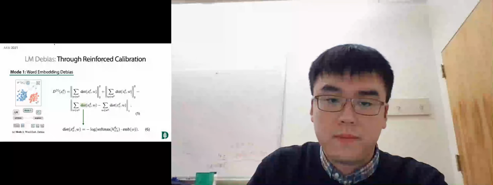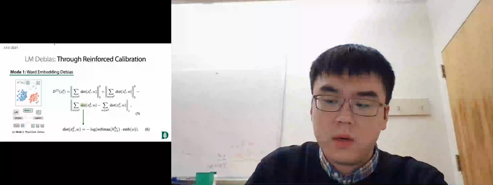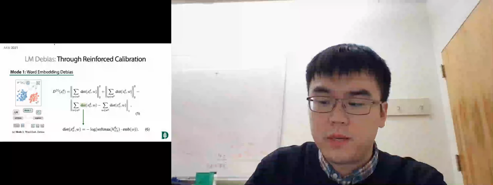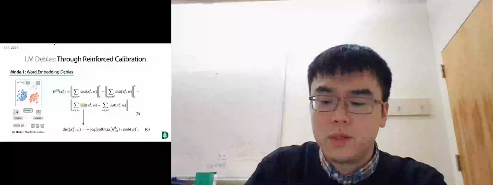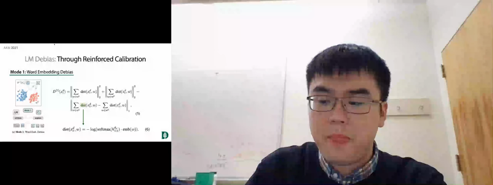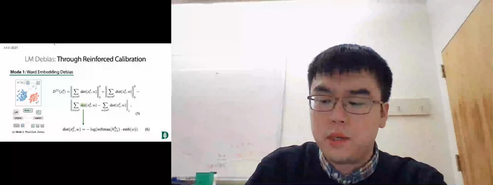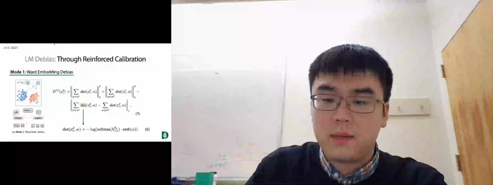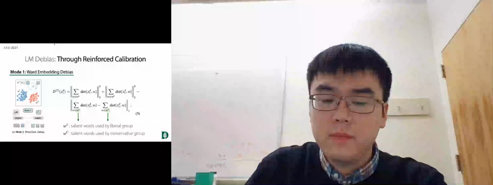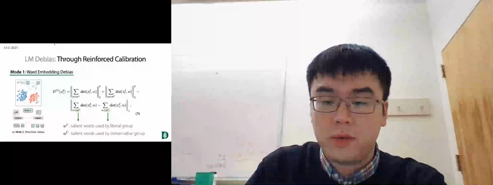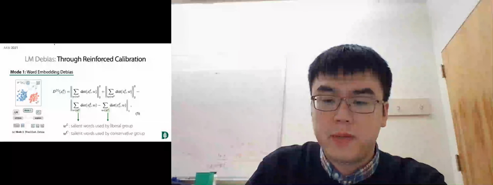For mode 1, word embedding debiasing, in each generation step, we try to control that each step's picked token has equal distance to the two groups of salient words, liberal and conservative. The distance is computed as the negative similarity of word embedding and current step hidden states. W_L and W_C are the salient word groups used by the liberal-leaning group and conservative-leaning group, respectively.